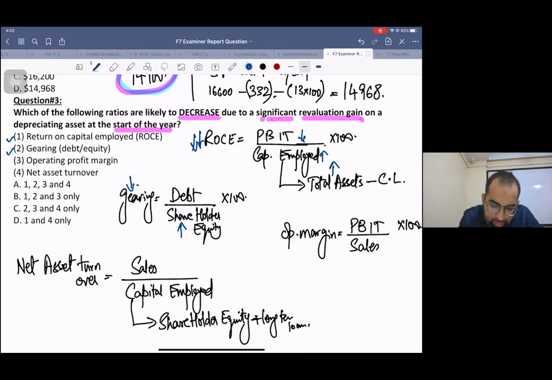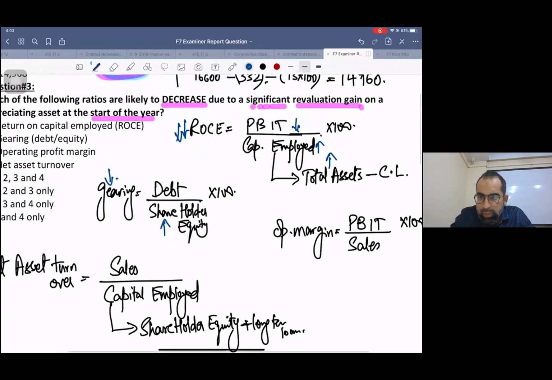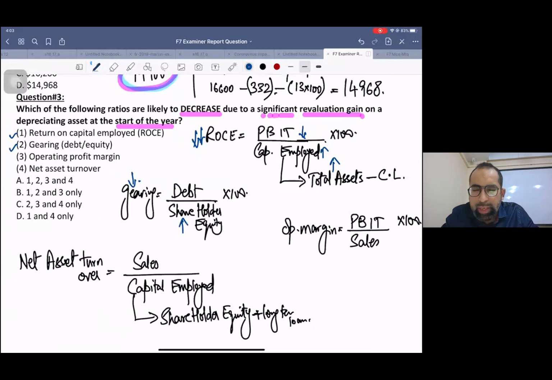Now the third thing is operating profit margin. Listen, what is the formula of operating profit margin? PBIT upon sales times 100. Now, because of upward revaluation, there is no connection with sales. Upward revaluation has nothing to do with sales. So leave it. No change in the sales.